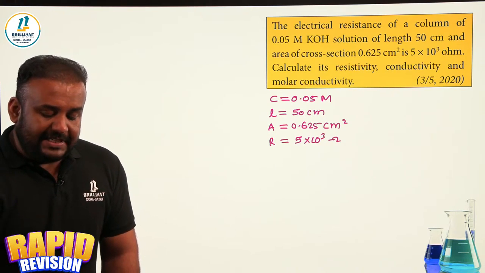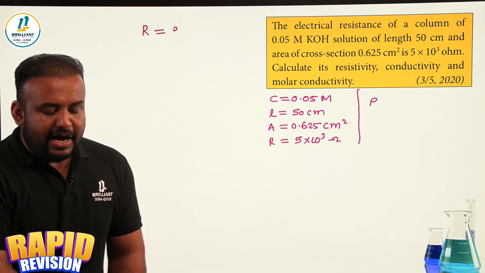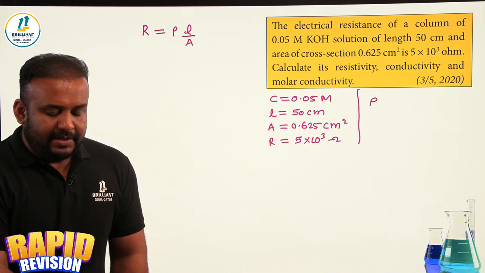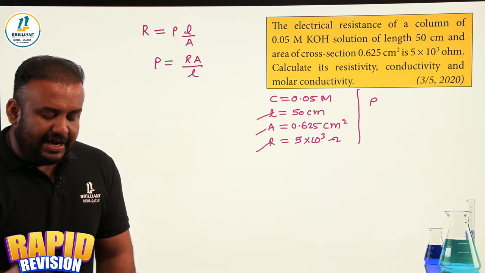Right? So first thing, resistivity. What was the basic equation I told you? R equal to rho L by A. So resistivity you can find as RA by L. So direct substitution. R is given, A is given, L is given.